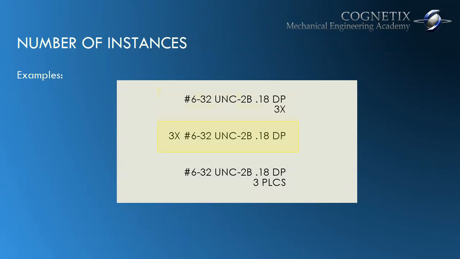The next line is exactly the same thing, but the 3x appears before the thread specification. So it's read as 3 times 6-32 UNC 2B, 0.18 deep thread. And the third example, sometimes we abbreviate the word places as PLCS. This one is read as number 6-32 UNC 2B thread, 0.18 deep, in 3 places.